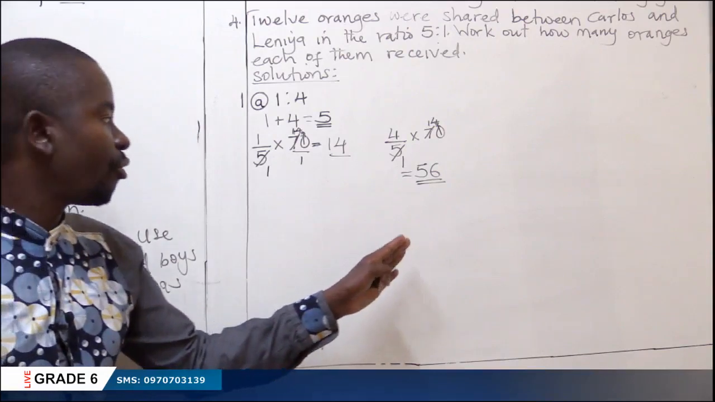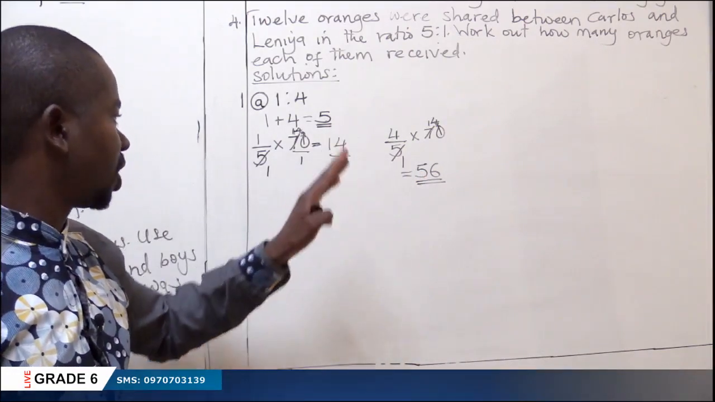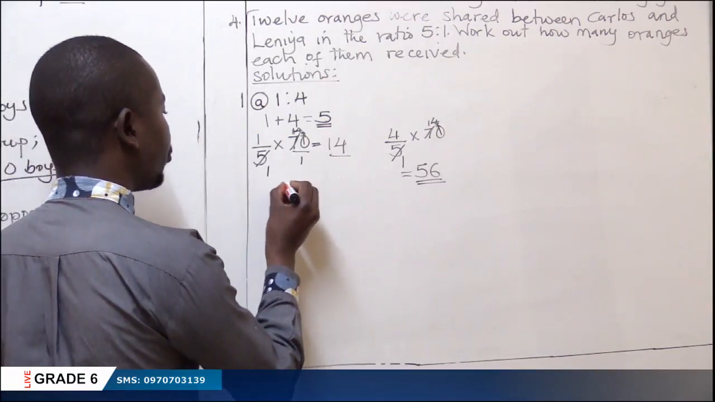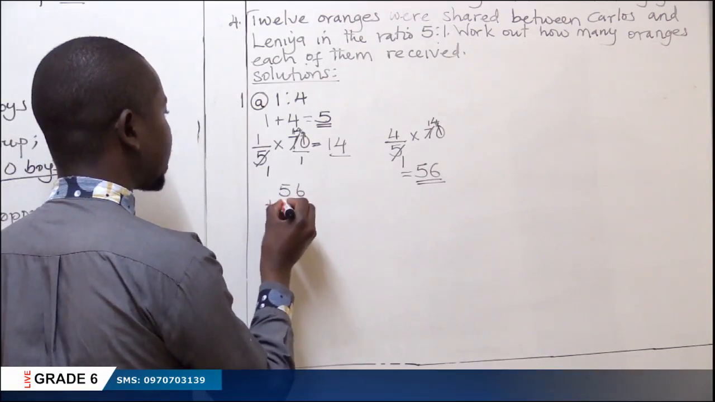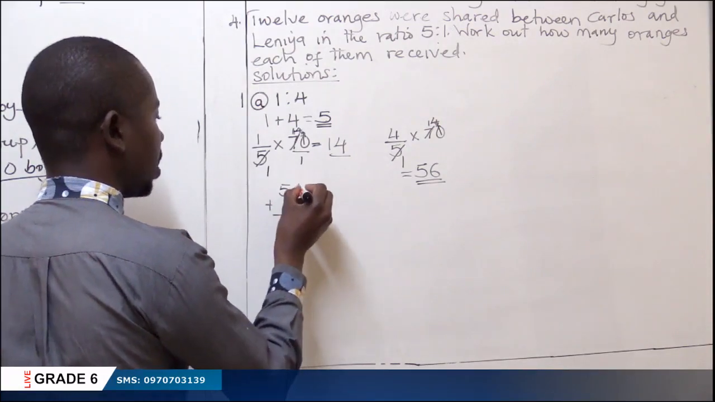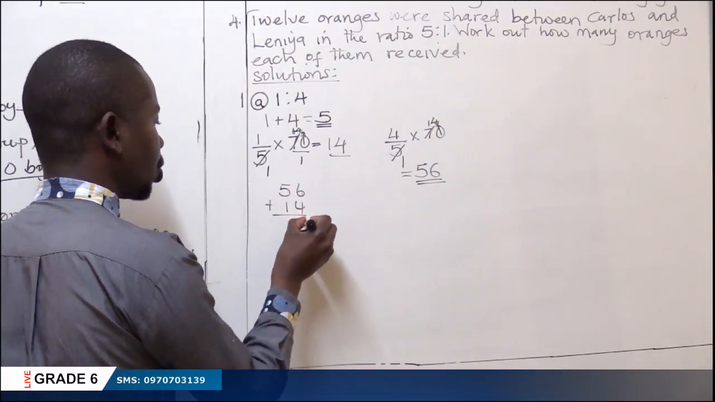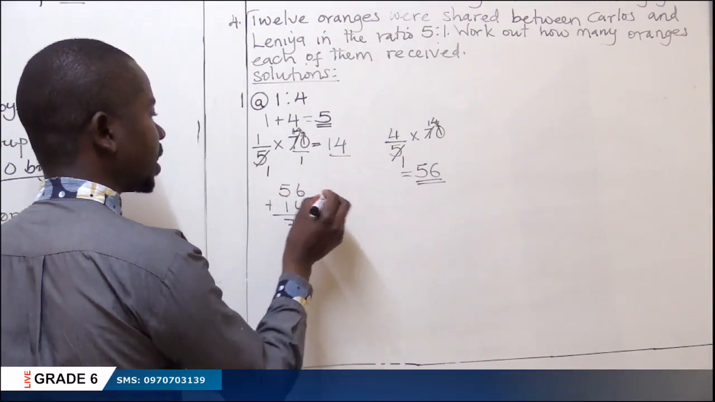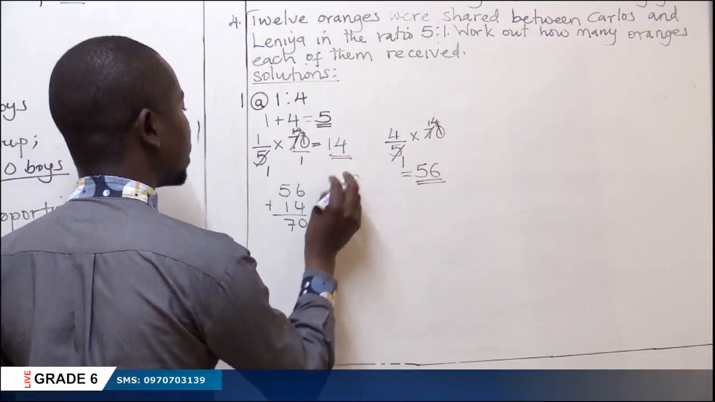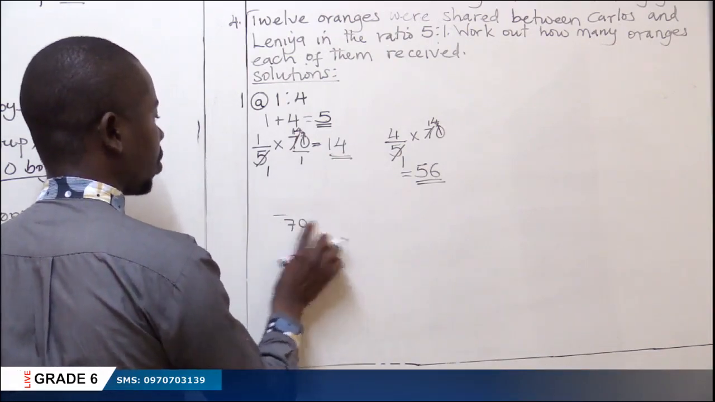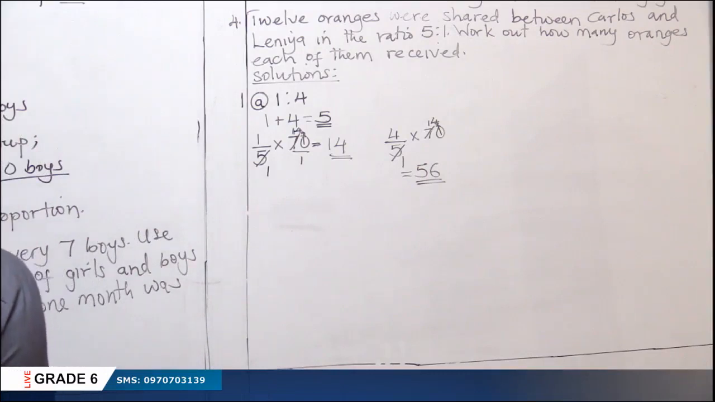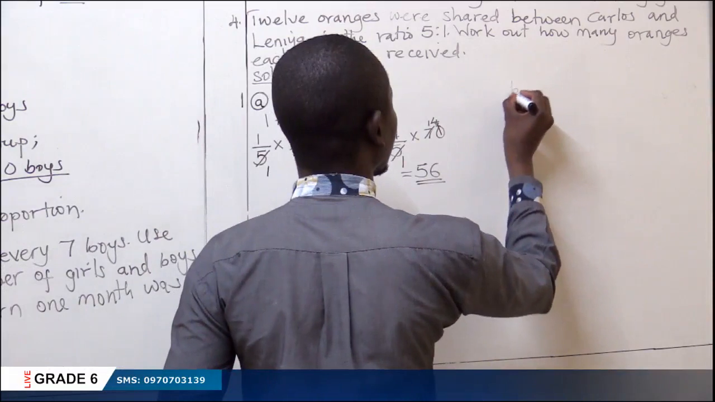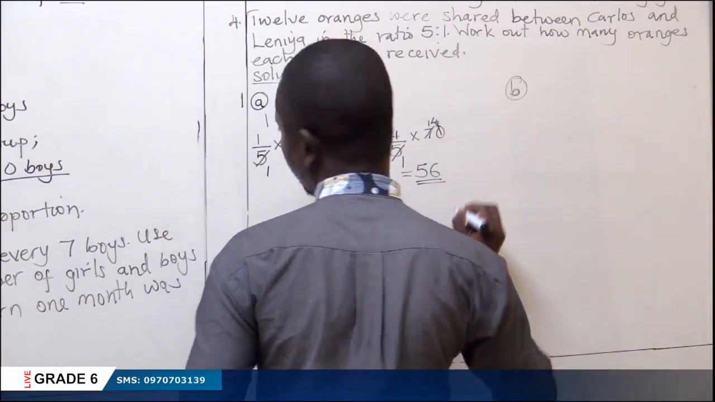So boys and girls, if you add 56 plus 14, it must give us 70. So let's add together 56 plus 14. 6 plus 4, it's 10. 0, carry 1. 5 plus 1, 6 plus 1, 7. It has given us 70, meaning that our answers are correct. Okay, so we've solved number 1A. Let's go to number 1B.